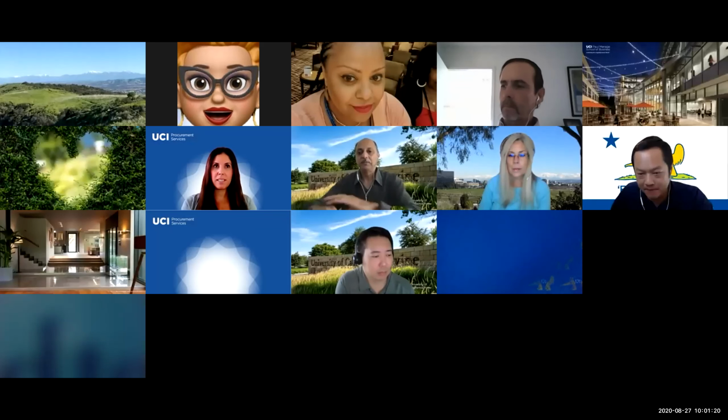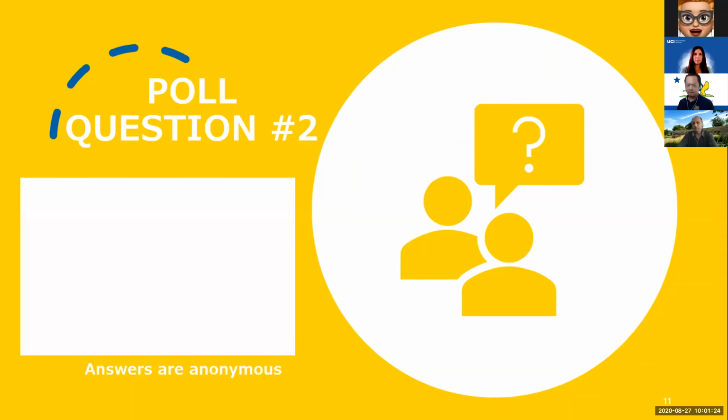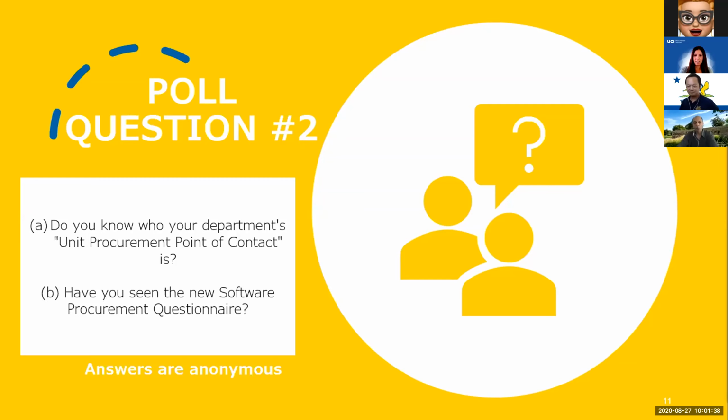Thank you, Hung. So we are going to go to our next poll question, and Maggie's going to pop that up for us. And our first question is, do you know your department's unit procurement point of contact? And it's a yes, no. And have you seen the new software procurement questionnaire? So we'll give you guys a few seconds to go ahead and answer for us.